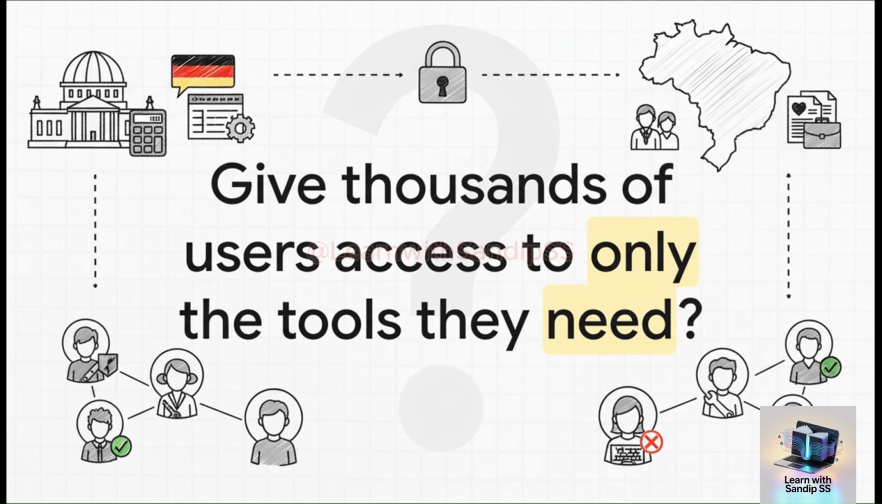Imagine you're running a huge global company. You've got tens of thousands of employees, right? All doing different jobs. How on earth do you make sure the accountant in Germany gets the finance tools they need but can't peek at the HR records in Brazil? How do you manage all that securely and without slowing everyone down?